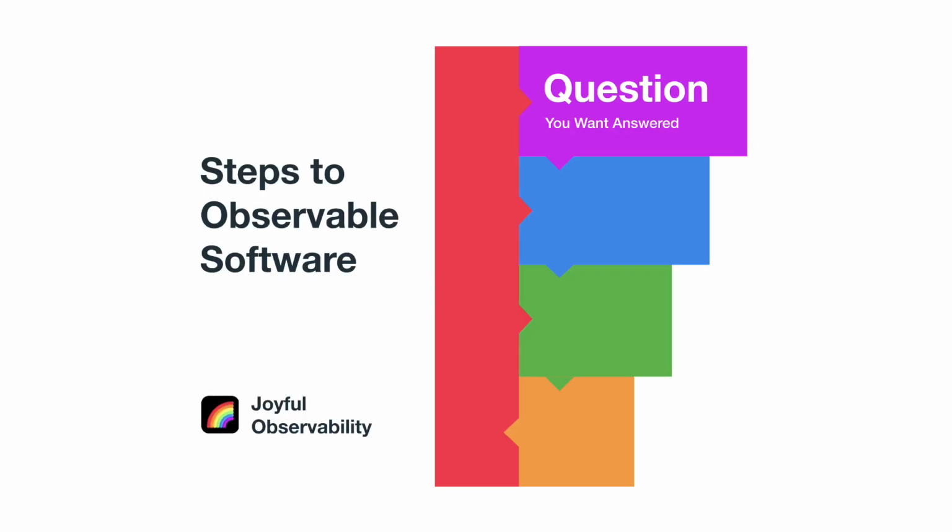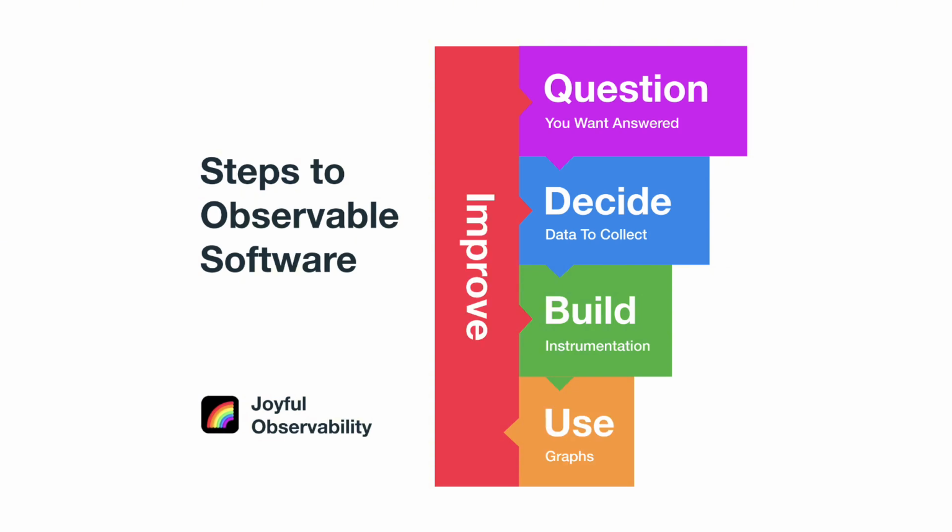Step number 1, what is the question we're trying to answer? Number 2, decide which data to gather to answer that question. Number 3, build the instrumentation. Number 4, use the graphs. And number 5, improve. Now in the example that we're talking about, I've deliberately excluded build and improve. We're just going to be talking about an example where we already had all the data that we needed.